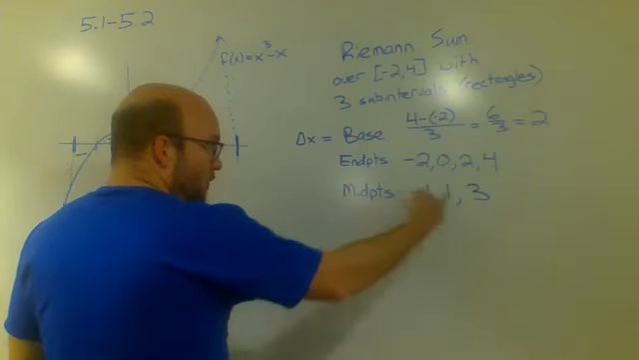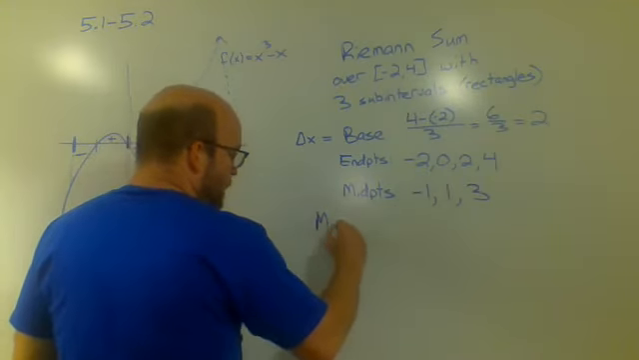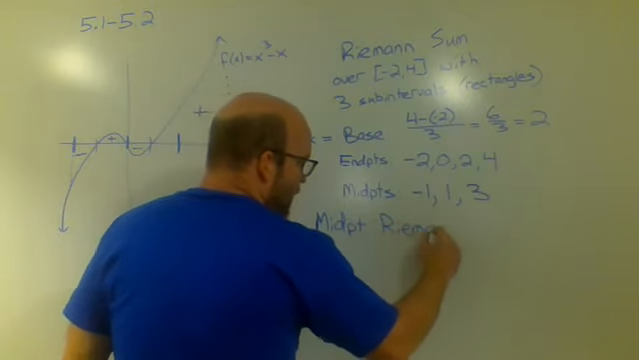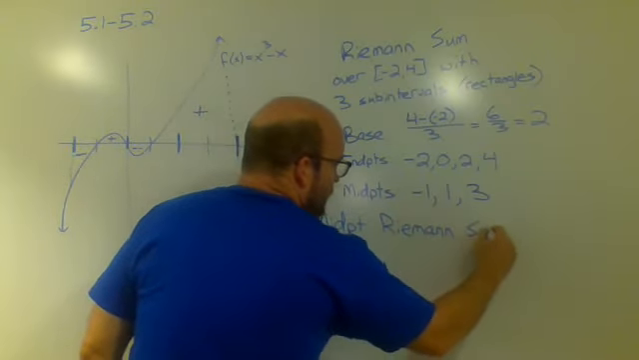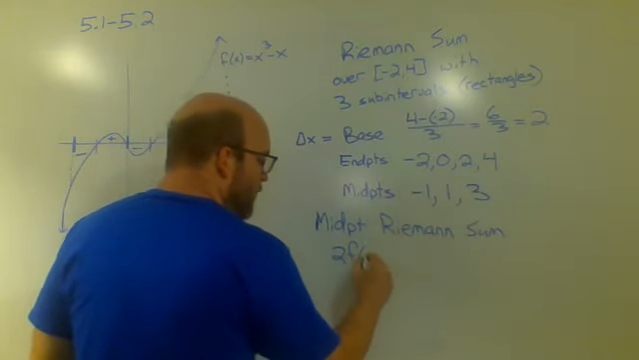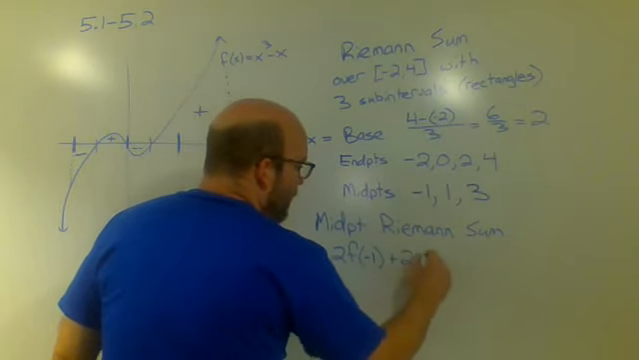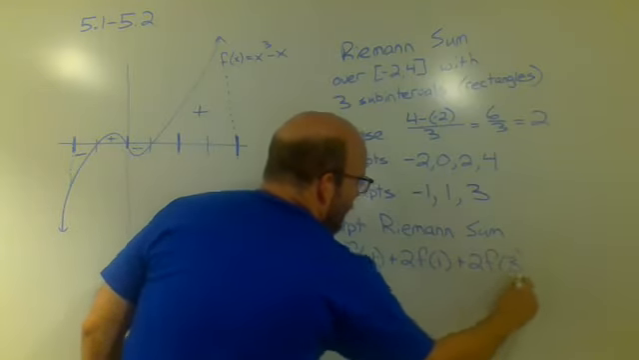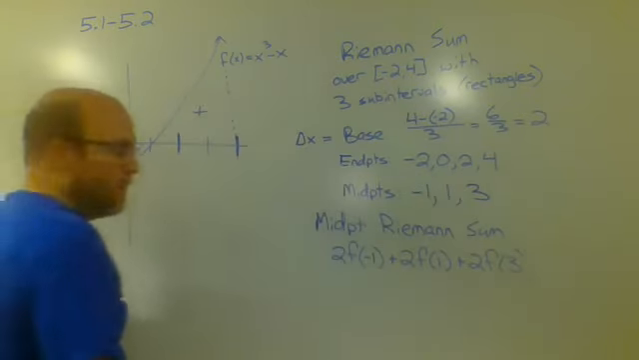So finally, though, if you know those are the midpoints, then the midpoint Riemann sum is nothing more than the same thing we've been doing, just use the midpoints. So base times the height. The height this time is going to be the function evaluated at -1, plus base times the height, plus base times the height. And now just, again, do the arithmetic.